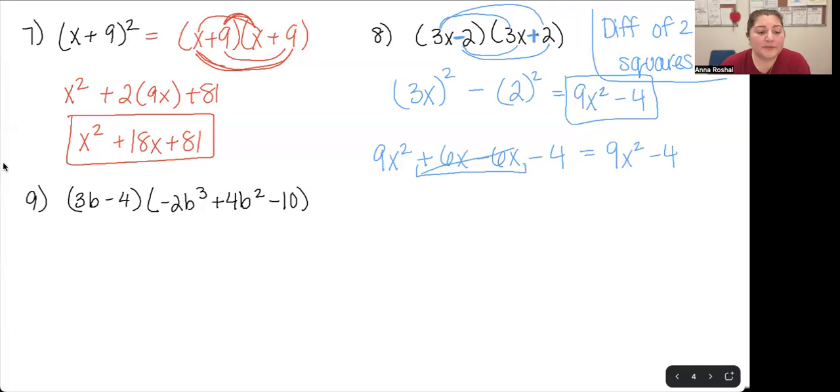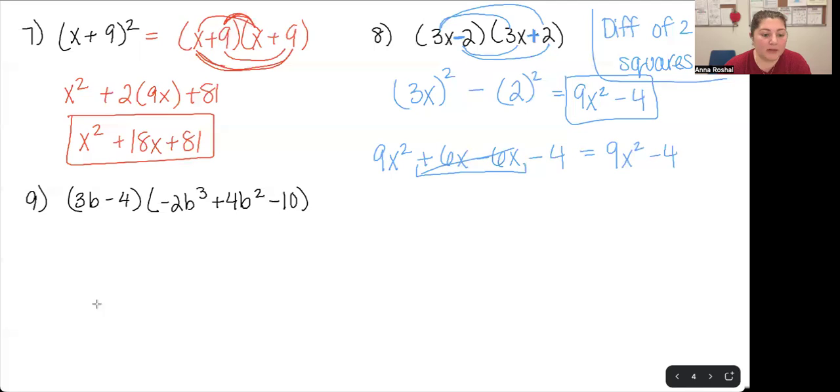Now, this next one is also a little bit different, so I'm going to use a different color to show you how I would solve this. I would not recommend solving using FOIL in this particular case, only because there are 3 terms and it's going to get a little crazy with my arrows. So in here, I would do what's called an area model.